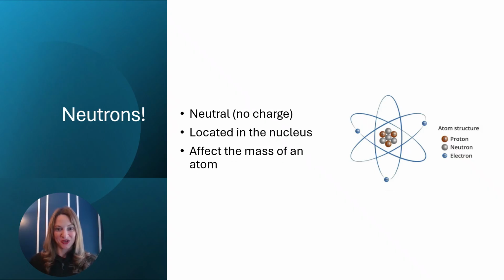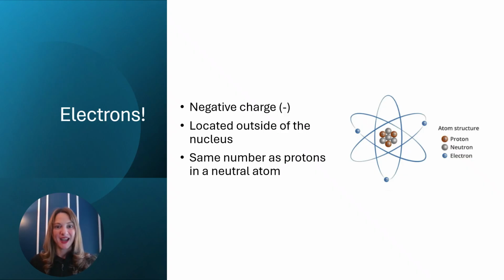Next, let's learn about the neutrons. Neutrons are neutral, which means they have no charge, and they are also located in the nucleus, or the middle of the atom, along with the protons. And neutrons, while they have no charge, they do affect the mass of an atom. Now let's learn about electrons. Electrons have a negative charge, and they are located outside of the nucleus. They are actually moving around the nucleus, and that's what the lines on the picture of the atom represent. And in a neutral atom, there are the same number of electrons as there are protons.